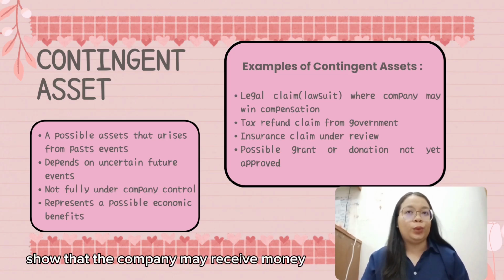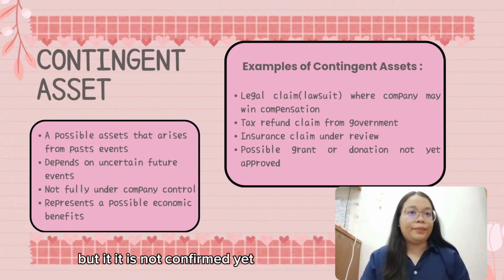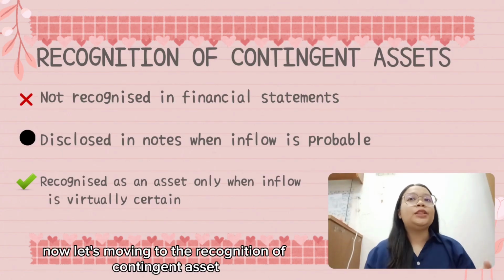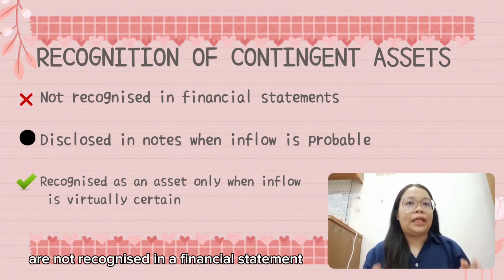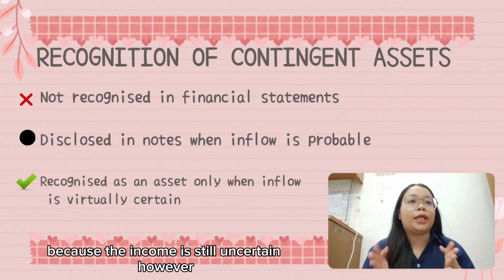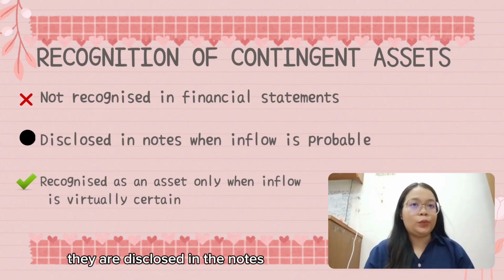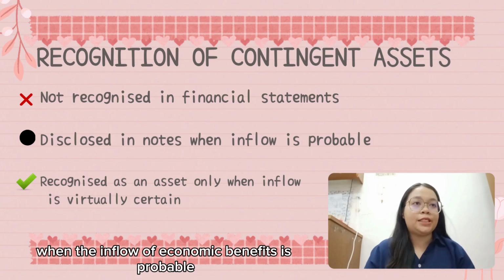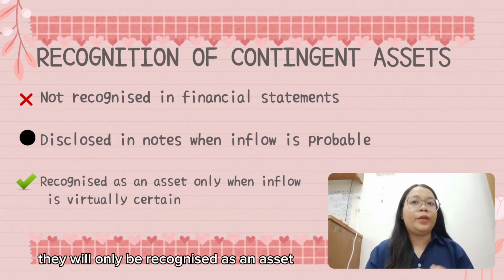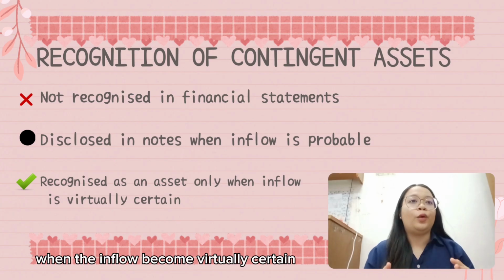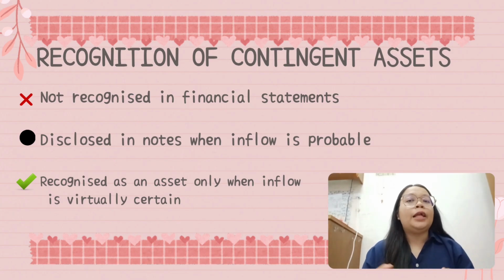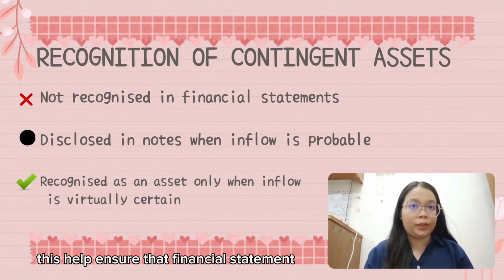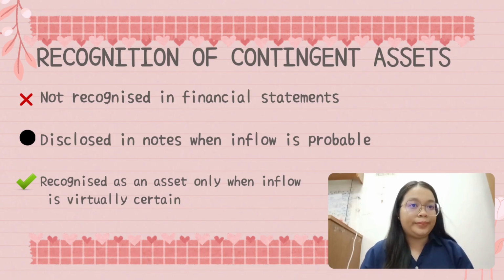All these situations show that the company may receive money, but it is not confirmed yet. Now, let's move to the recognition of contingent assets. Contingent assets are not recognized in a financial statement because the income is still uncertain. However, they are disclosed in the notes when the inflow of economic benefits is probable. They will only be recognized as an asset when the inflow becomes virtually certain. This helps ensure that financial statements are not overstated.